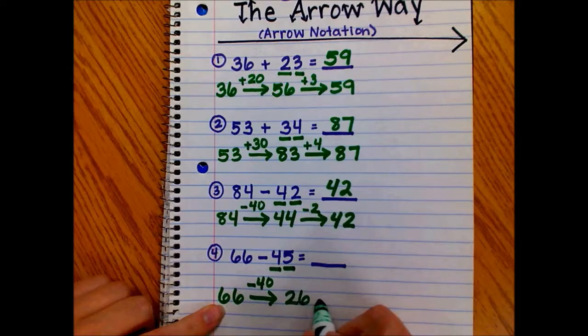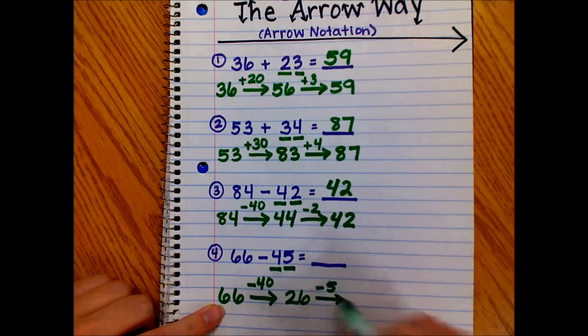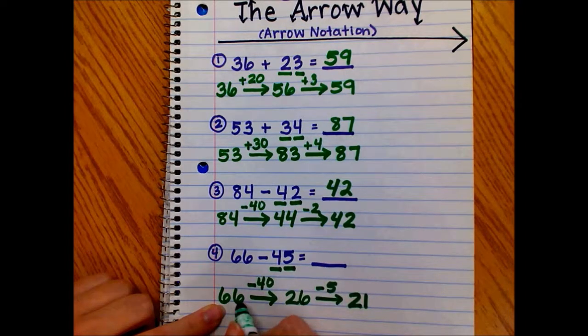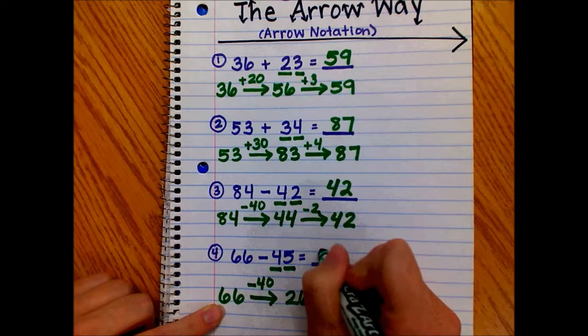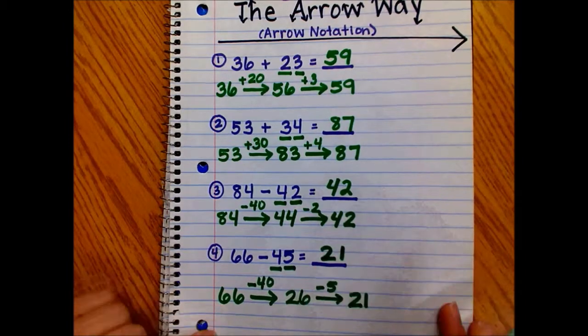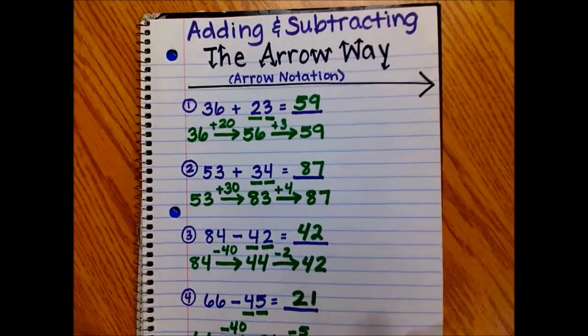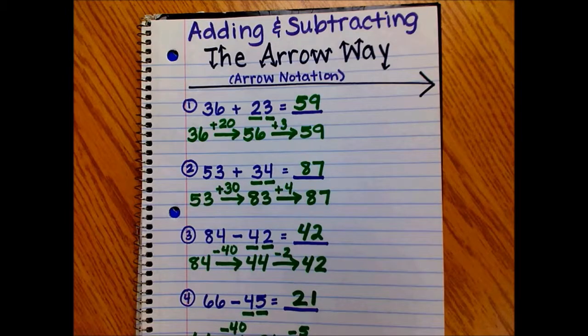So 26 minus 5, 6 ones minus 5 ones is 1 one, and we had 2 tens. So 66 minus 45 equals 21. And that is how you add and subtract the arrow way, or using arrow notation.